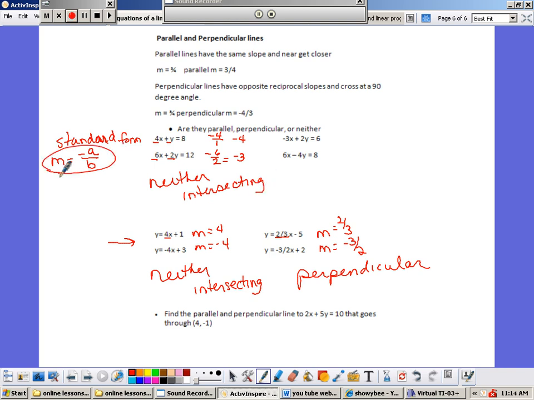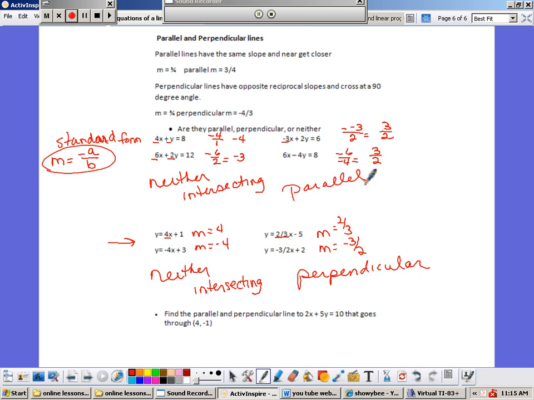This makes it so much easier than having to move everything and find y equals mx plus b and then find your slope. Okay, so negative a, so I have a negative negative 3 over 2, which is 3 over 2. That's my slope for the first one. Then I have a negative 6 over a negative 4, which is 3 over 2. Do they match? Yes, they're parallel.